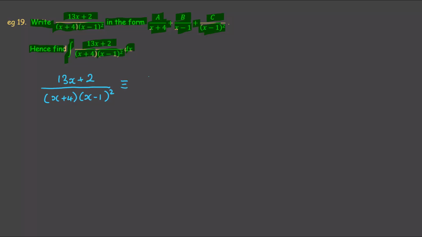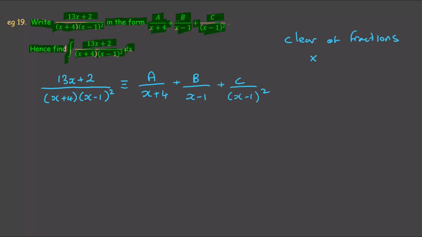And we say that's going to be identical to a over (x + 4) plus b over (x − 1) plus c over (x − 1) all squared. Now, the way I do this is I do something called clear of fractions. And what that means is I multiply right the way through by (x + 4)(x − 1) squared, which removes all of the fractions. So if I do that to the left-hand side, we just get left with 13x + 2.